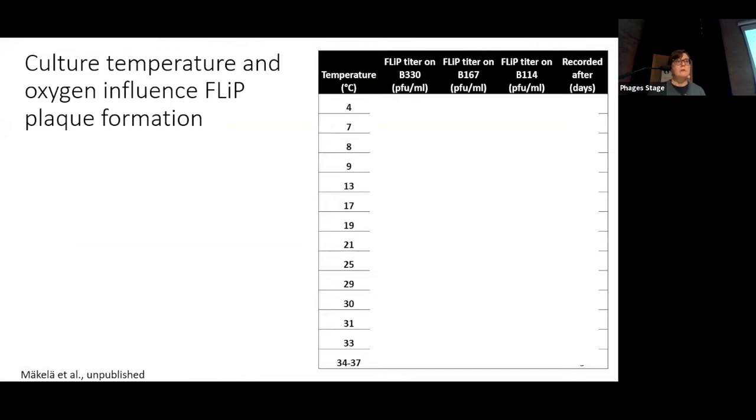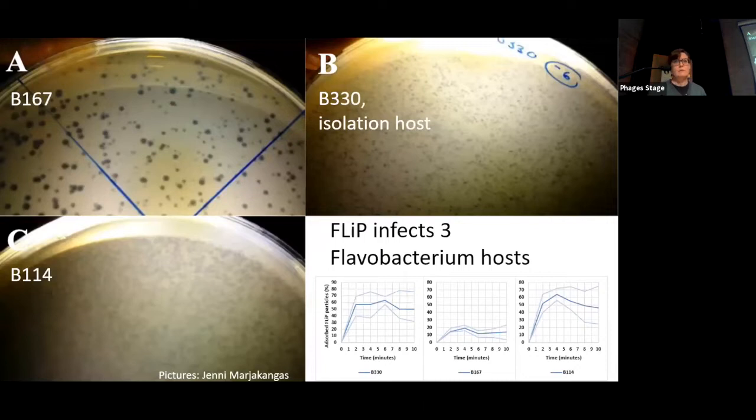So we do the overnight culture, and then we renew it and have it in a shaker for a couple of hours. And then we infect it with the flip on agar plates. Yeah, so it needs to have fresh bacterial cells in order to produce very clear plaques and efficient infection.